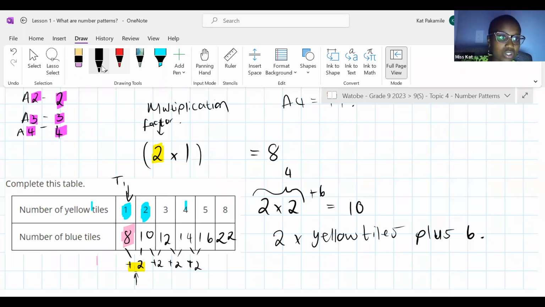Okay. So you have to go find the relationship between, remember the first time we found the relationship between the numbers that were next to each other, but now we're finding the relationship between the numbers that are beneath each other. So between this 1 and this 8. So we'll try and find out how can I use 1 to get to 8. That's why we add 6.